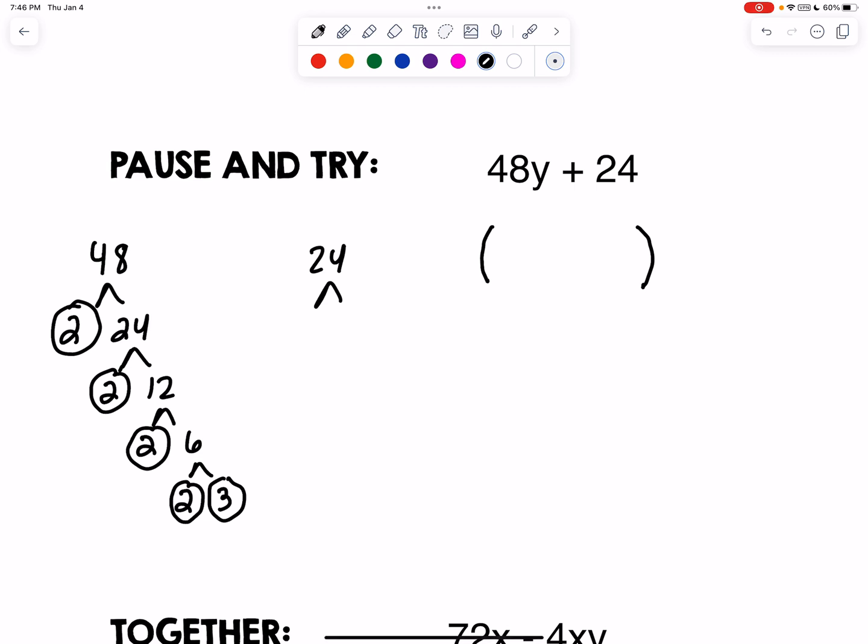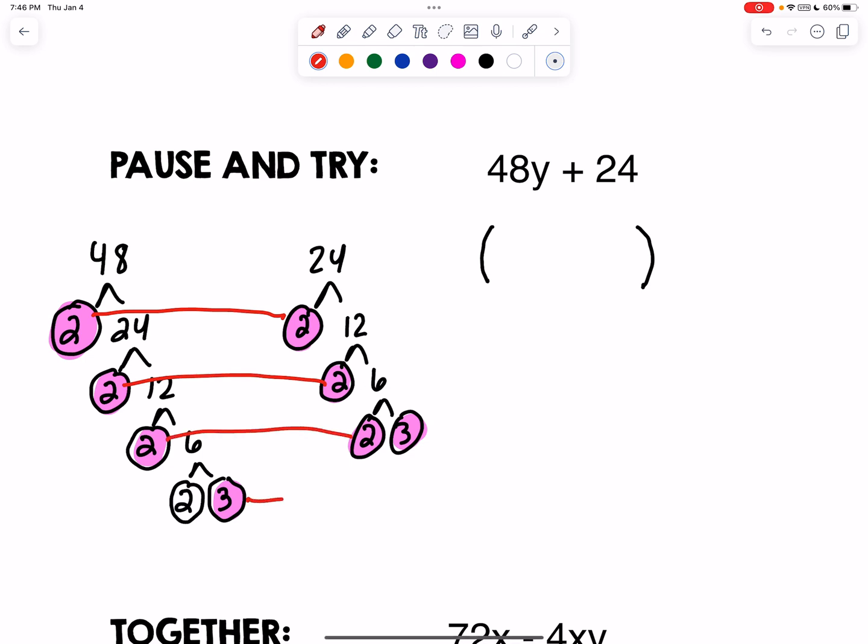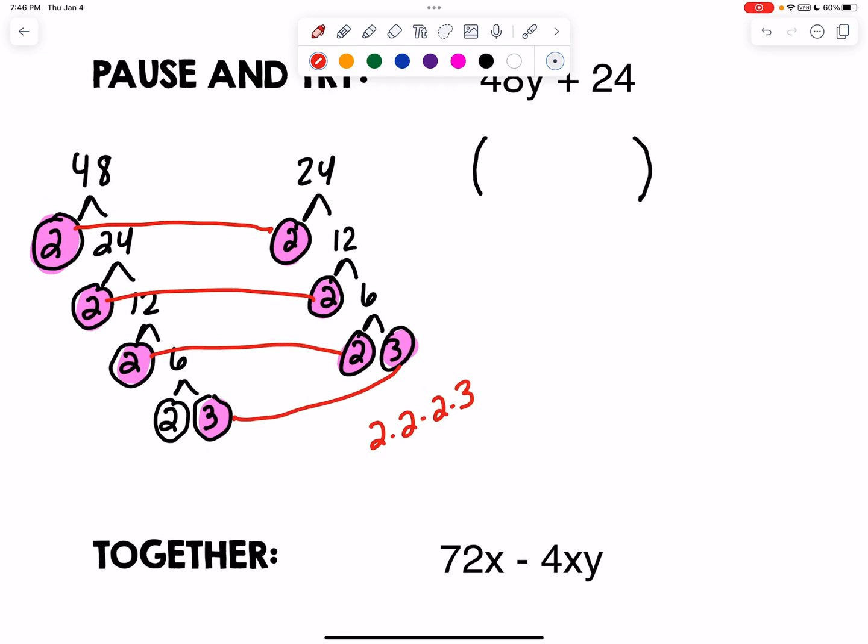And then I'm going to do the same thing with 24. So 2 times 12, 2 times 6, and 2 times 3. And then what we're doing is we're looking for those common factors, or the pairs that we see. So there's one pair, there's another pair, there's another pair, and we have another pair, okay? So I'm going to connect those. So it's 2 times 2 times 2 times 3. And that's the greatest I can pull out. 2 times 2 times 2 times 3. So that's the process of finding the greatest common factor, okay? And so you multiply all those together.